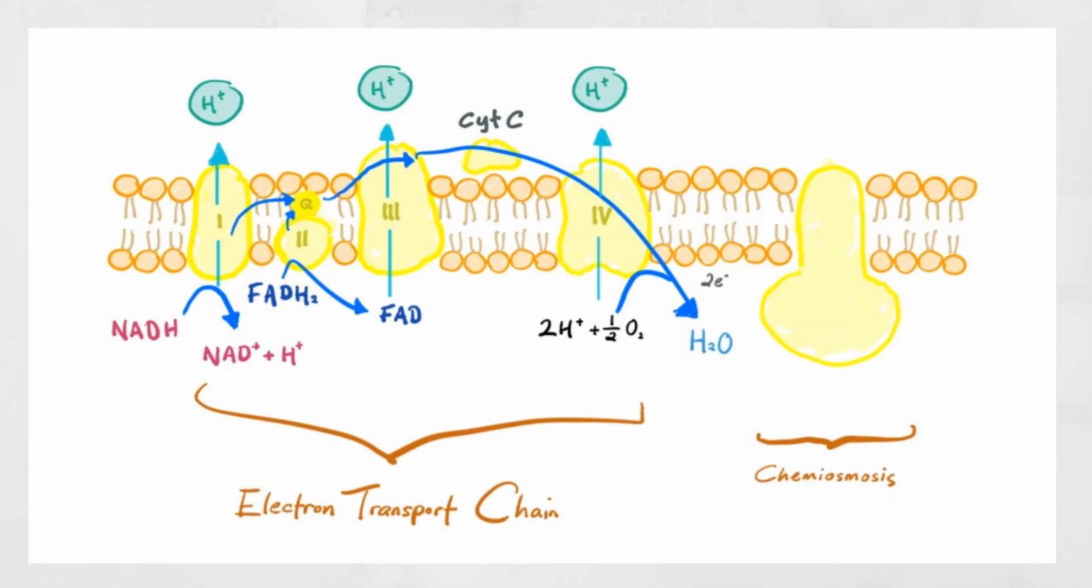Complex 3 accepts electrons from reduced ubiquinone. Then, complex 3 transfers electrons to cytochrome C. Cytochrome C accepts electrons from complex 3 and transfers them to complex 4. Complex 4 accepts electrons from cytochrome C and transfers them to oxygen. 2H+ combine with 2 electrons and half an oxygen to form water.